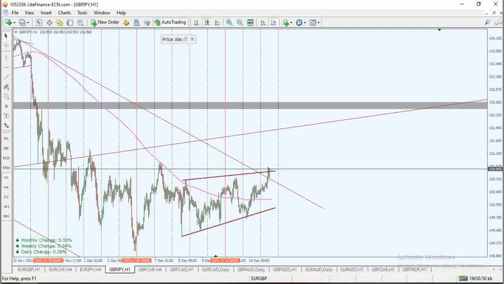My very first target is going to be this zone here. I'm going to target this 250 pips, 247, 250 pips is going to be my very first target, because this is the point of concern.